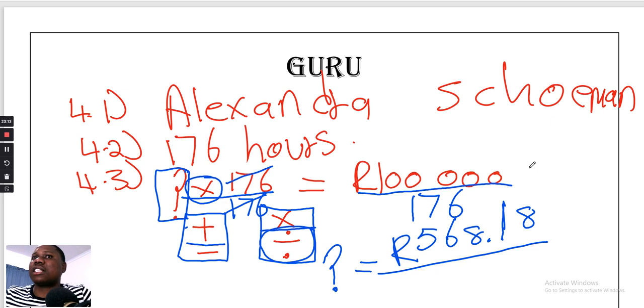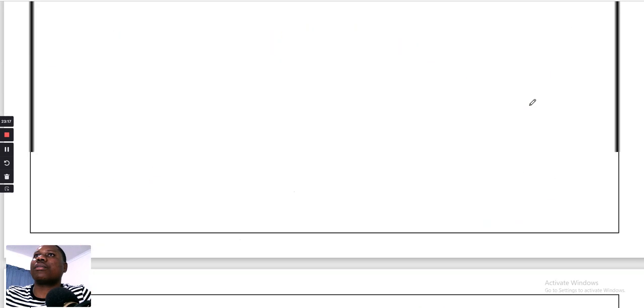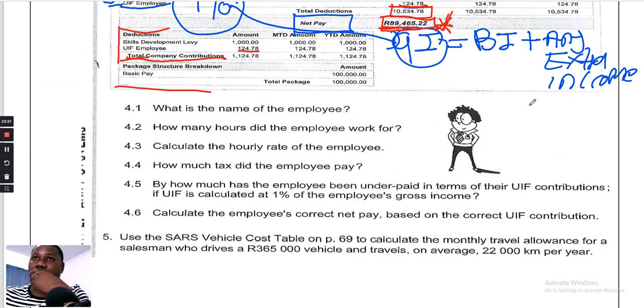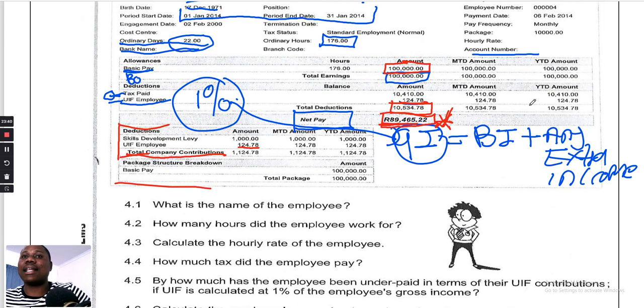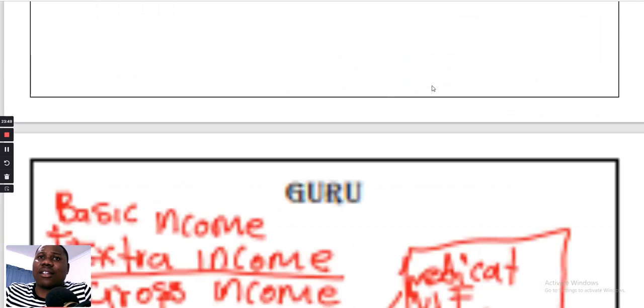Okay, let's move to 4.4. Let's go check the question for 4.4. They say how much tax did the employer pay? I mean the employee is not paying the tax in the pay slip, I'm sorry for that. How much tax did the employee pay? We go check. It is always going to be under deductions. So under the deductions we have a tax of 10,410.